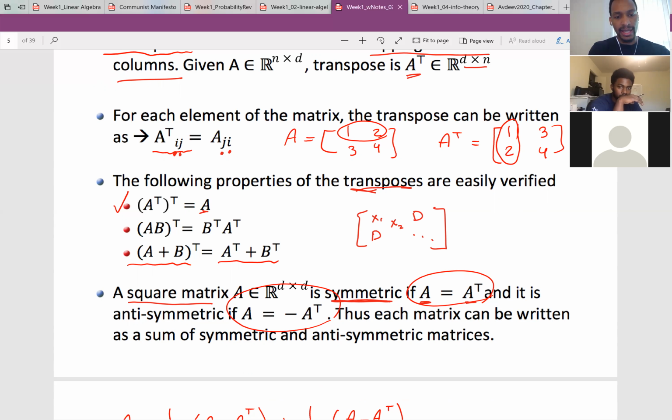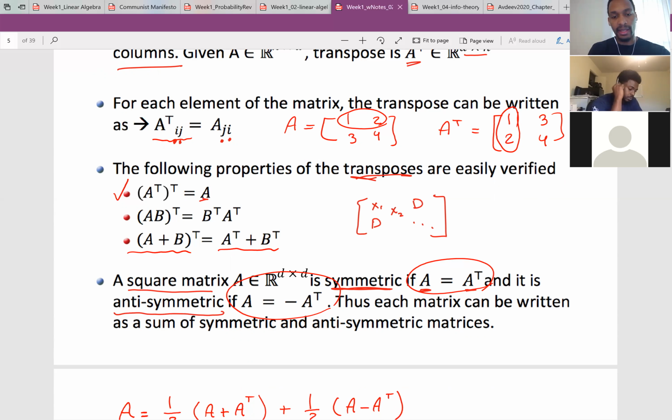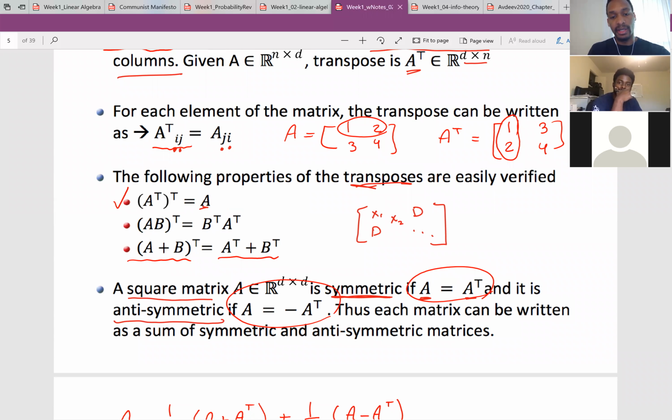It's called anti-symmetric, which was a new thing I read this week, if A is equal to the polar opposite of its transpose, so negative 1 times the transpose of A.